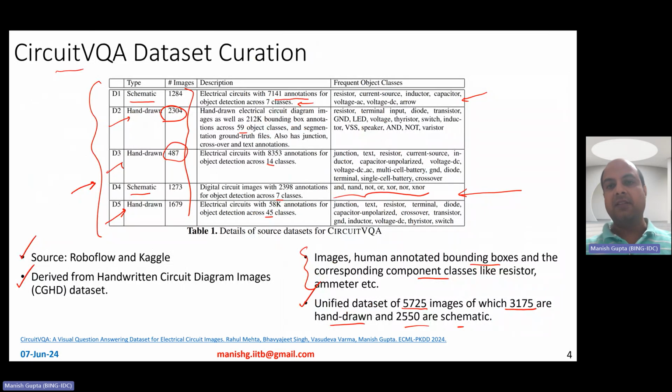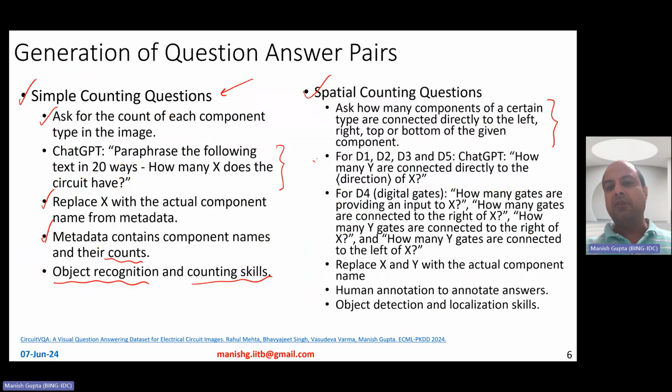So you see, these components are just digital logic components in that sense. While other data sets may contain some digital logic images, they prominently contain typical electrical equipment like resistor, diode, transistor, and so on. So for D1, D2, D3, and D5, we prompt ChatGPT using this template.